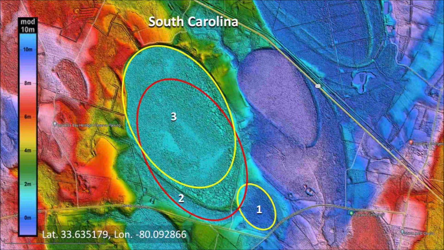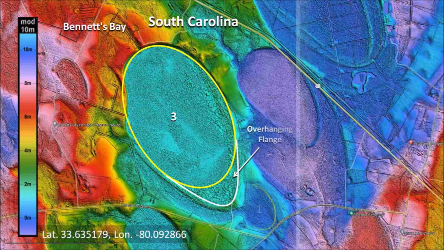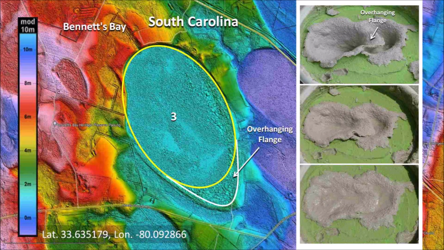The LiDAR image shows a set of overlapping basins. The small basin labeled 1 was in place first, and it was partially overlaid by large basin number 2, and this was overlaid by basin 3. Basin 3 has a pointy shape made by an overhanging flange. This type of structure can be replicated using a physical model to simulate the conditions that form this basin.